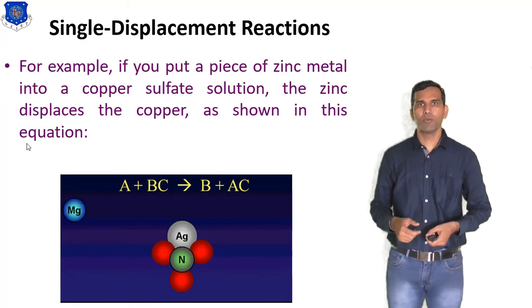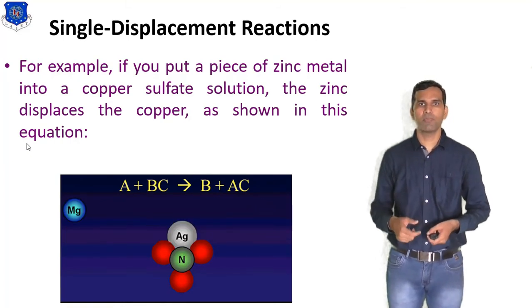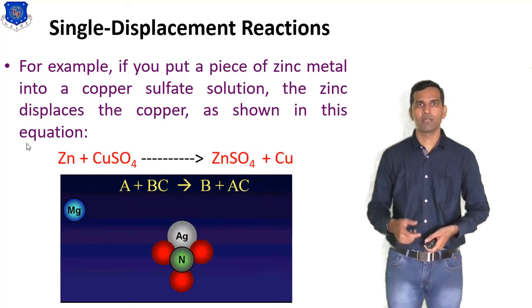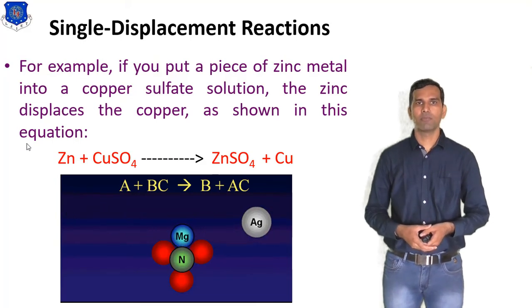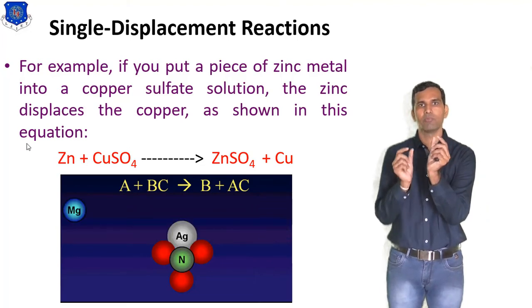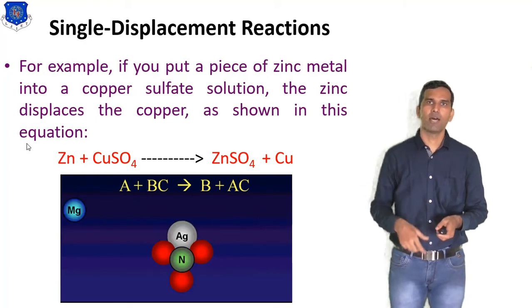For example, if you put a piece of zinc metal into a copper sulfate solution, the zinc displaces the copper, as shown in this equation. That means here we can see Zn, that is zinc, plus copper sulfate, CuSO4. So we can see Zn is mixed with the SO4, and we get ZnSO4 plus Cu.